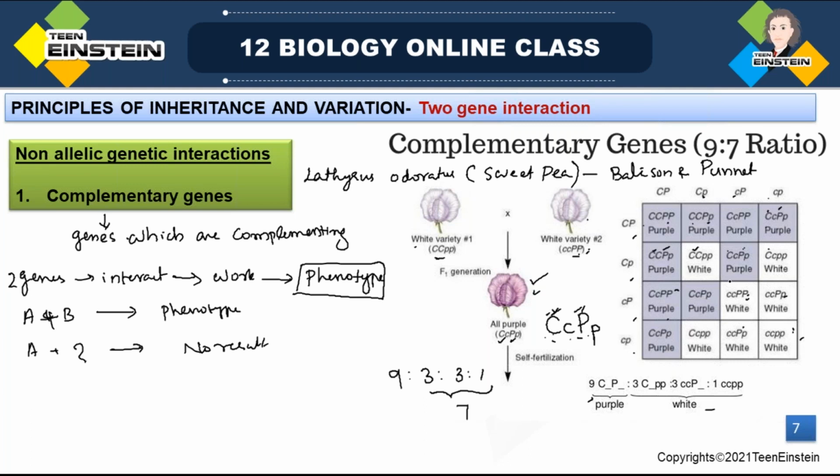So the purple color that is given by the pigment. Here I'll explain how it is coming. In this plant, the purple flower is the result of anthocyanin pigment. The pigment anthocyanin forms this purple color. Okay. So here substrate A forms substrate B.